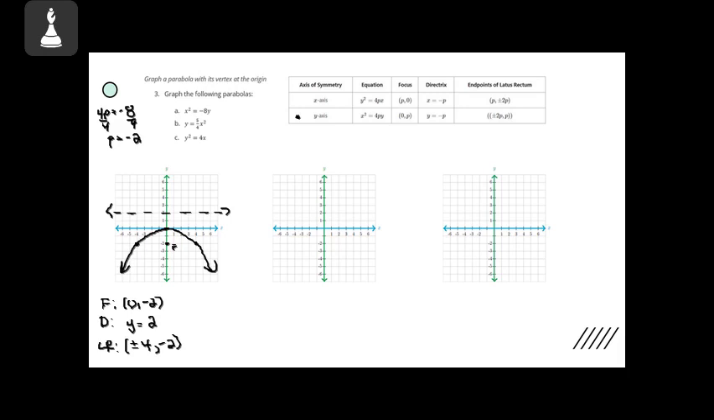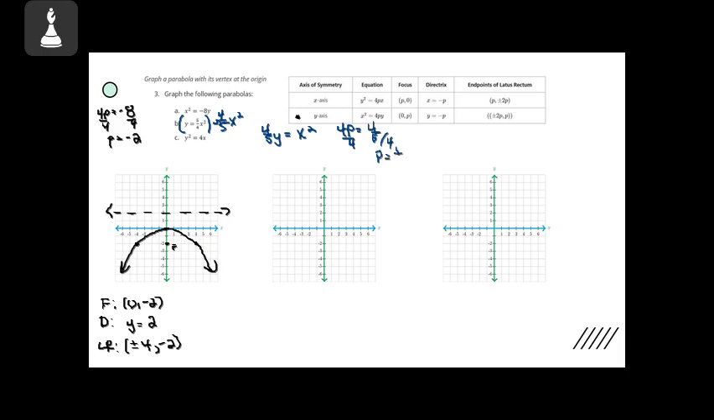Let's look at the next one. It is not solved yet. So what I need to do is I need to get this into x squared form. Right now I have 5/4 times x squared. So in order to get rid of that, I'm going to multiply both sides by 4/5. So 4/5 y equals x squared. And now I can solve for p. So 4p equals 4/5. And when I divide both sides by 4, I'm going to get p is 1/5.